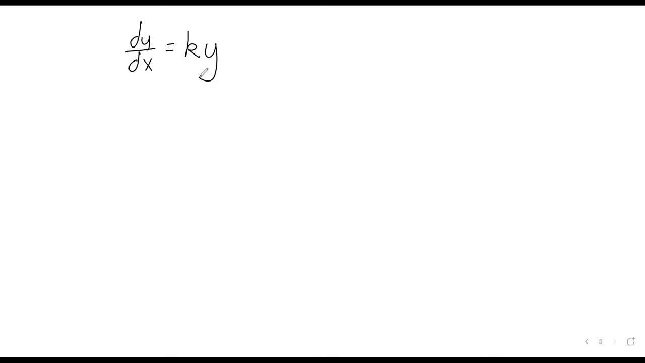Because our independent variable is x, and our dependent variable is y, we cannot integrate both sides. We cannot use the technique of direct integration. If we had what I'd written before, we wouldn't need any special technique. We could just integrate this. Here, that doesn't work. Here, we can't just integrate this.